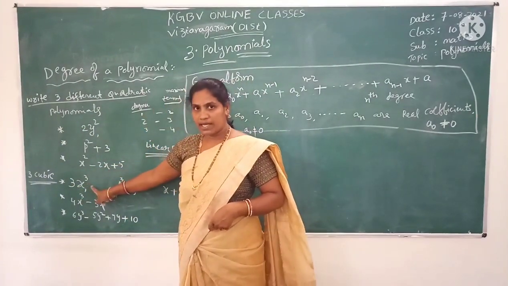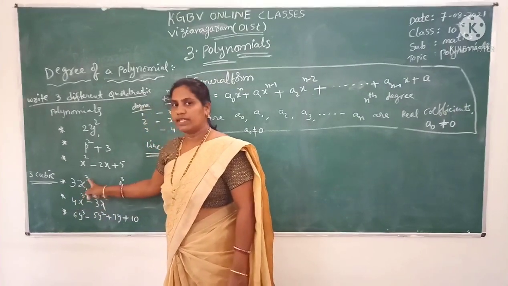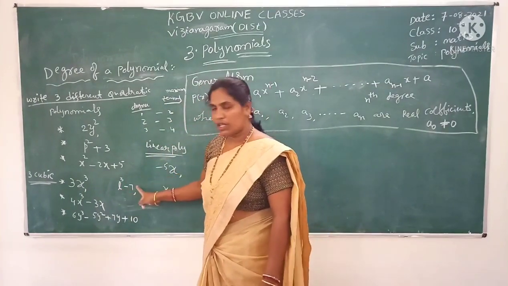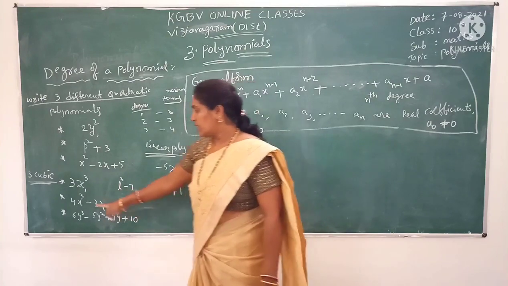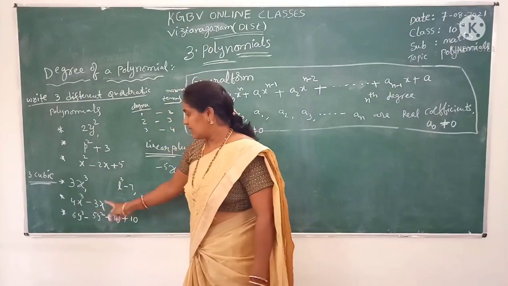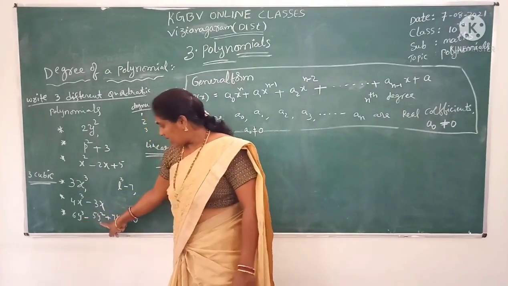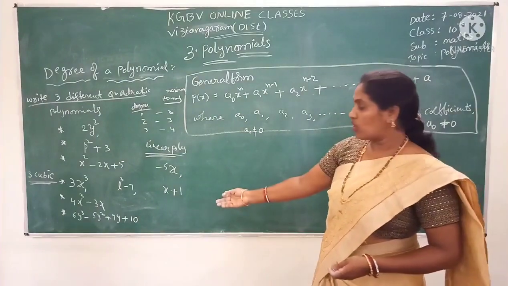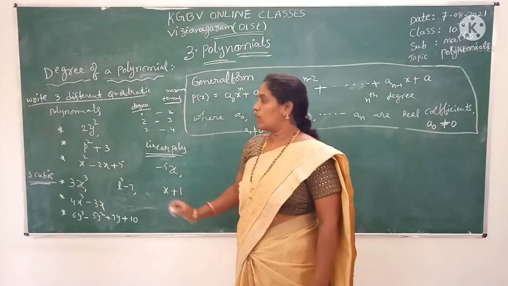3x cube is a cubic polynomial with 1 term, degree 3. L cube minus 7 is also a cubic polynomial with degree 3 and 2 terms. 4x cube minus 3x is also degree 3, a cubic polynomial. 6y cube minus 5y square plus 7y plus 10 has 4 terms and degree 3. This is also a cubic polynomial.